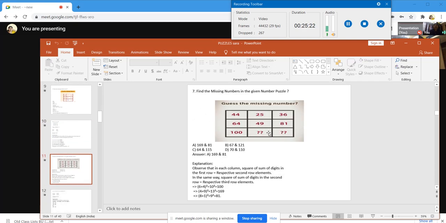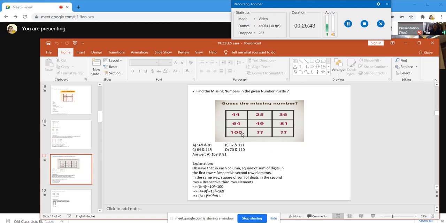So likewise, there are so many things. So this is the next one. Guess the missing number. 44, 64, and you could see the diagram here, given with numbers in a table, and we can find out the answer.